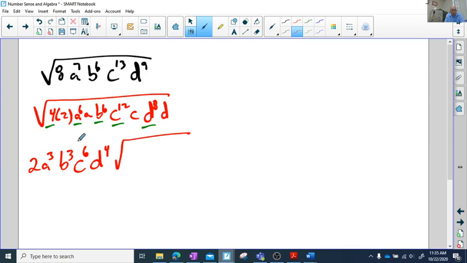Anything that wasn't a perfect square, so the 2, the a, the c, and the d, they get rewritten under the radical. So 2 was not a perfect square, a was not a perfect square, c was not a perfect square, and d was not a perfect square. That is the reduced version of this original expression.